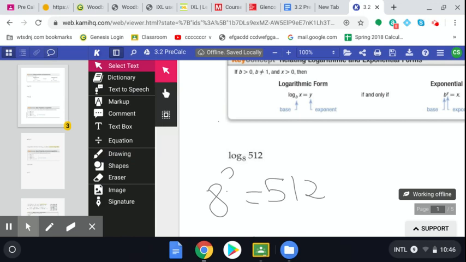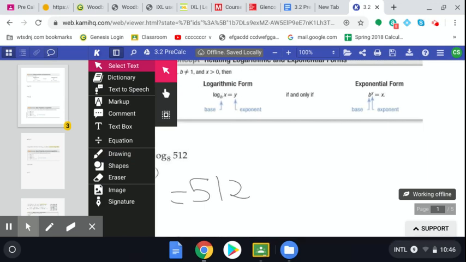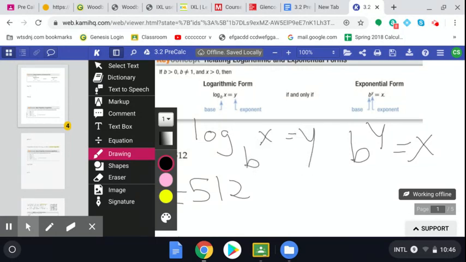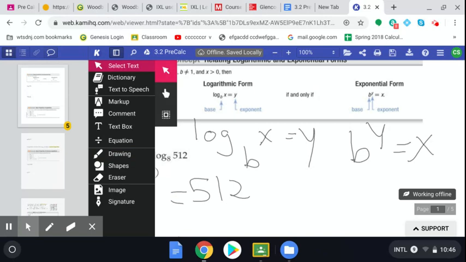So if you look at the exponential form of your example here, the box that I gave you, you have b to the y power is equal to x. This is the exponential form of log base b of x equals y. Okay, so that's the general idea.